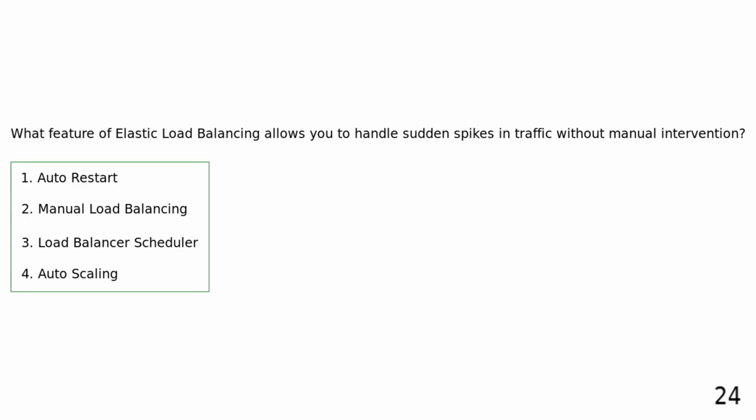What feature of elastic load balancing allows you to handle sudden spikes in traffic without manual intervention? Auto restart. Manual load balancing. Load balancer scheduler. Auto scaling. Auto-scaling is a feature of elastic load balancing that automatically adjusts the number of instances in response to changing traffic patterns, allowing you to handle sudden spikes in traffic.